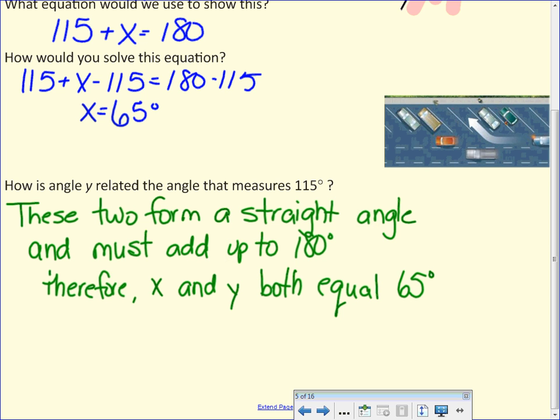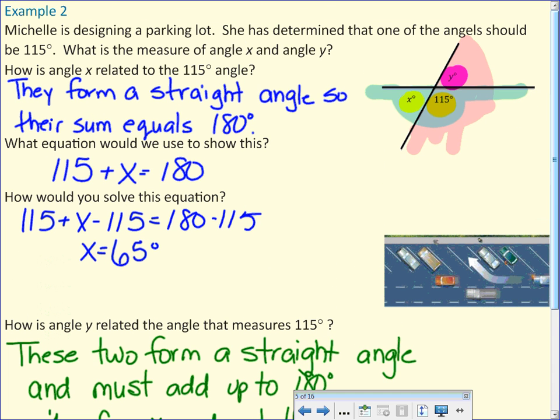If we go back up and look at the picture, I'm just going to take a little side step here. This is 115, that's 65, and that's 65. What do you think that's going to be? Possibly 115. Not possibly, definitely 115.